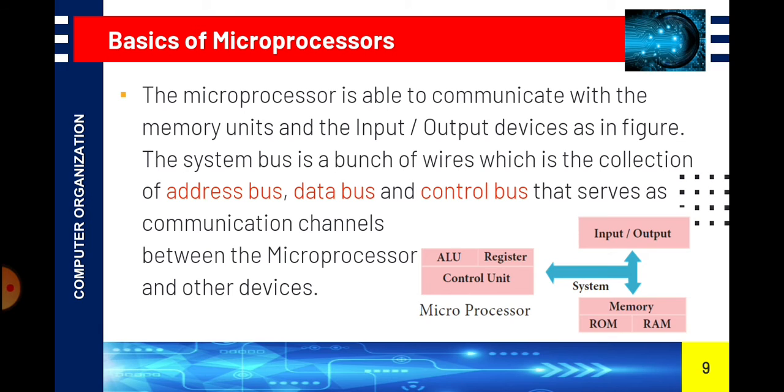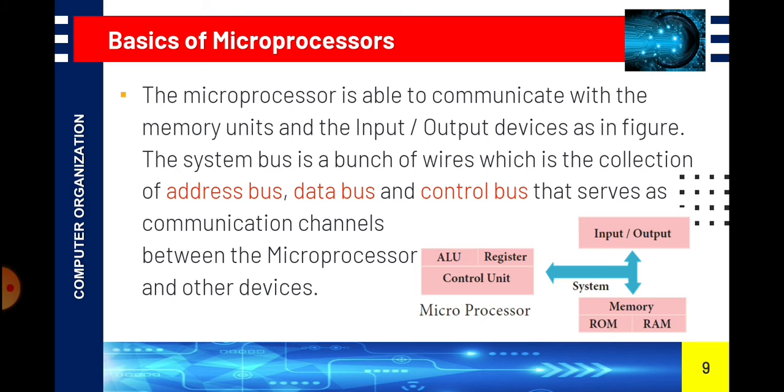If you want to pass data, then we can use the data bus. If you want to pass the address, we already know the memory unit has addresses. Through the address only we can get the data as well as store the data. So if you want to pass the address, we use the address bus. If we want to pass the control signal, then we use the control bus.